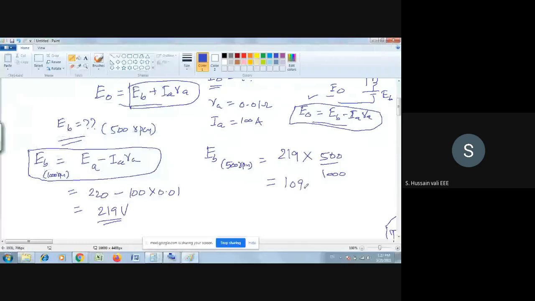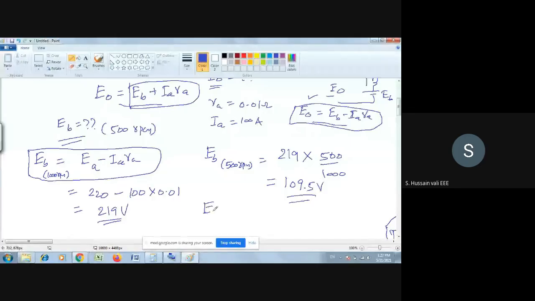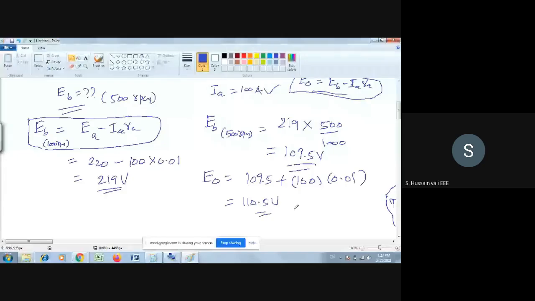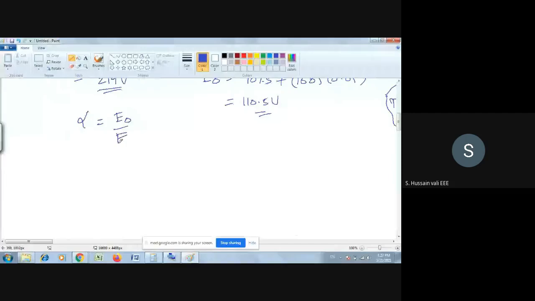Once we got the EB value, what is E naught? E naught is equal to EB, 109.5, plus 100 into 0.01. The rated value is asked, so 110.5. This is E naught. Then at the end we will find out alpha. What is alpha? Alpha is equal to E naught by EA. That is 110.5 by EA, and EA is 220 volts, the supply voltage of the chopper or motor.